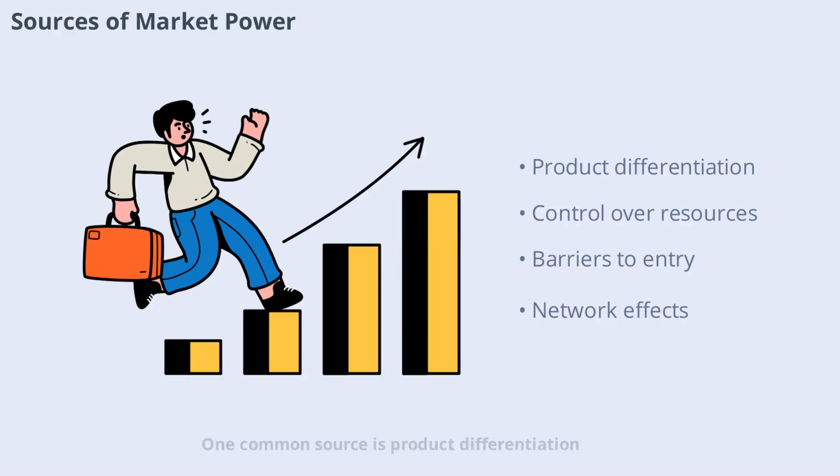There are several sources of market power in economics. One common source is product differentiation, where a company offers something unique that others can't easily replicate. Another is control over essential resources like a rare mineral or a key technology. Barriers to entry, such as high startup costs or strict regulations, can also give firms market power by keeping potential competitors at bay. Additionally, network effects, where a product becomes more valuable as more people use it, can reinforce a firm's dominance. These sources combine to allow certain firms to shape market conditions to their advantage.